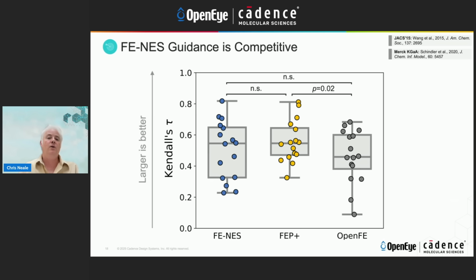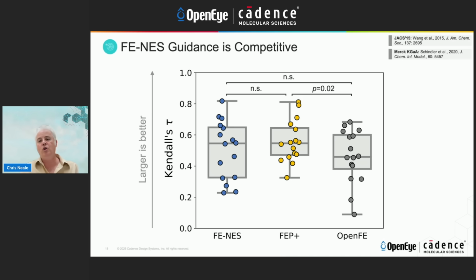I can also compare the rank ordering that comes out of FE-NES to other methods that are available to you. So again, I'm showing strip charts of the Kendall's tau for prediction versus experiment. On the left is the predictions from FE-NES. In the middle is Schrodinger's FEP plus predictions from a 2023 paper. And on the right are the predictions from Open Free Energy Consortium from their 2025 data release.